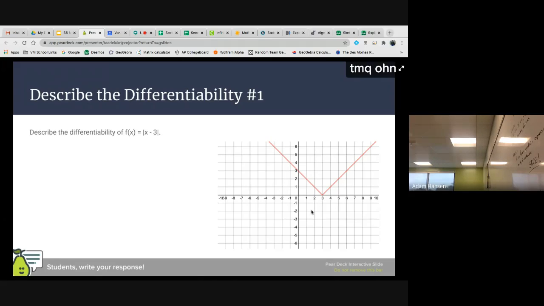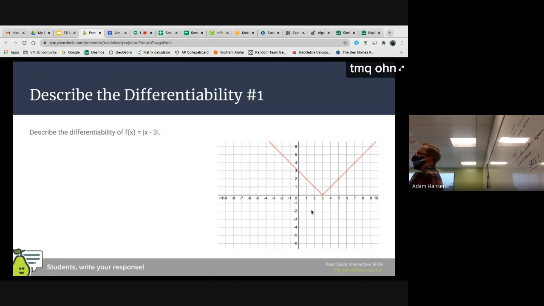graph to the right. So just like we described continuity with different intervals, and we just said if it's discontinuous at a certain point, we gave a reason why, let's do the same thing for differentiability. On what intervals is this function differentiable? Or in other words, where is it not differentiable? Let's answer that.